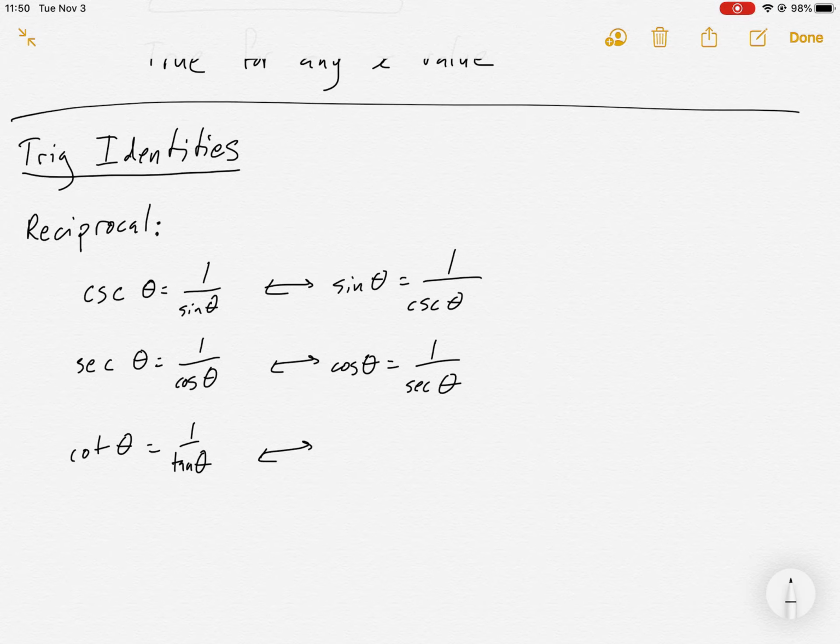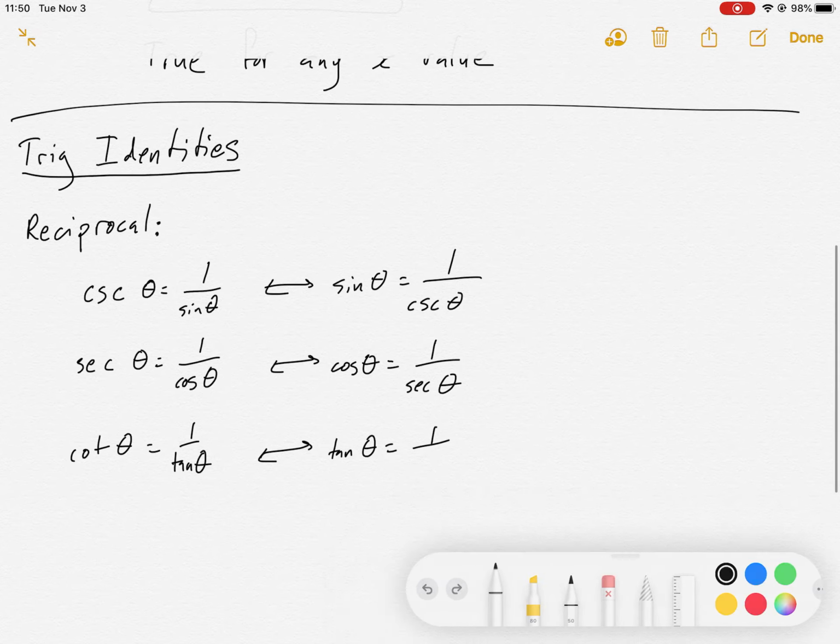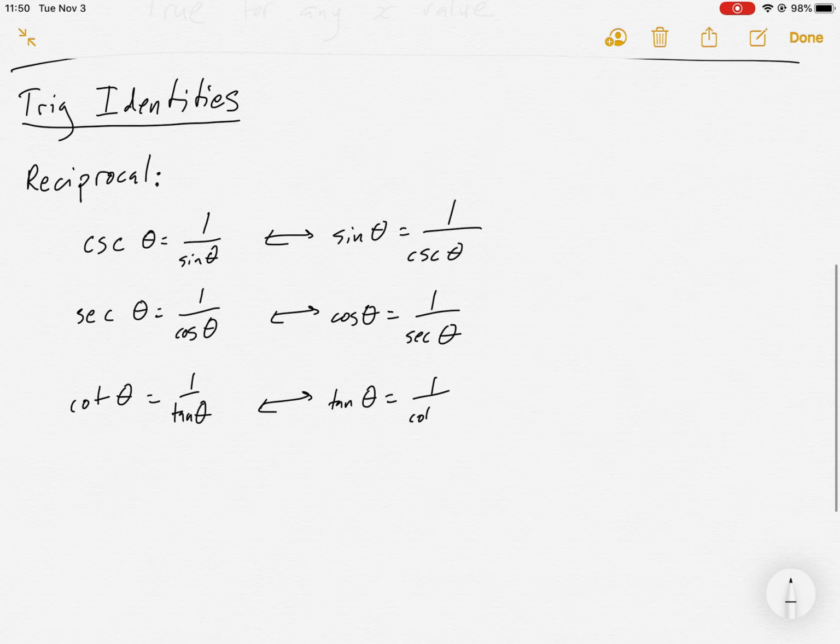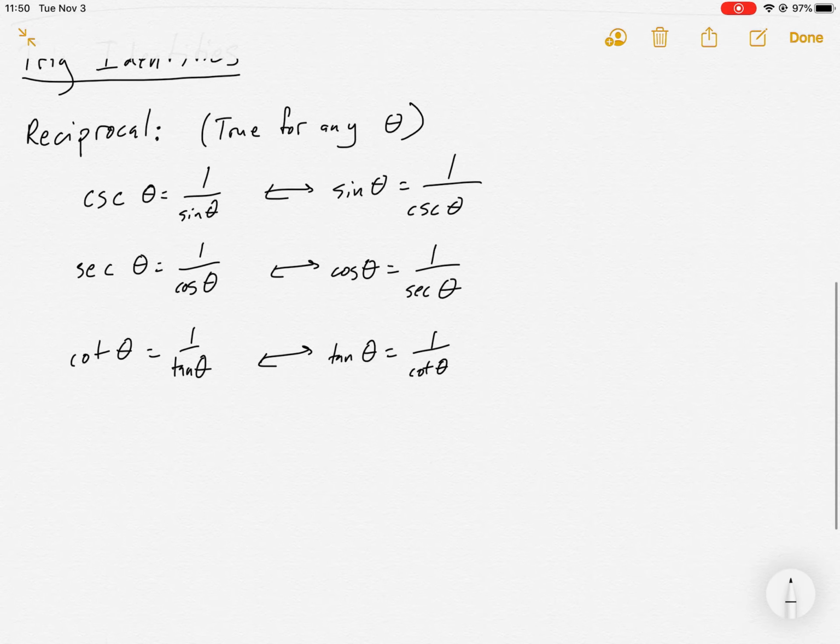These are ones I kind of just expect you to memorize. Like I said, I don't usually put these on formula sheets. So hopefully you've gotten pretty good with these ones. But those are considered the reciprocal identities. Notice no matter what I plug in for theta, this equation will be true. That's why this is called an identity instead of a formula. So it's true for any theta.